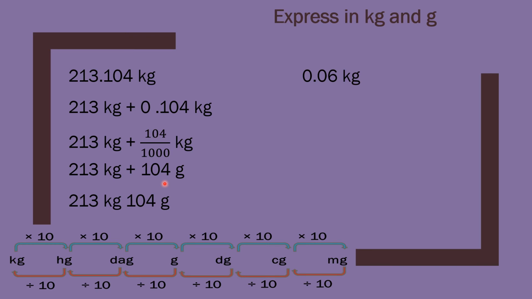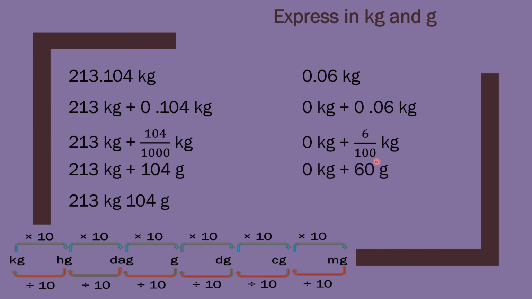Let us do one more question, 0.06 kilogram. What will we do here? We can write it like this, 0 kilogram plus 0.06 kilogram. This 0 kilogram will go as it is, and we will write this decimal number in the form of a fraction, 6 by 100 kilogram, and because we need to multiply 1 kilogram by 1000 so that it will be in gram, 6 by 100 multiplied by 1000 will be 60 gram. So 0 kilogram plus 60 gram, or we can write it like this, 0 kilogram 60 gram.